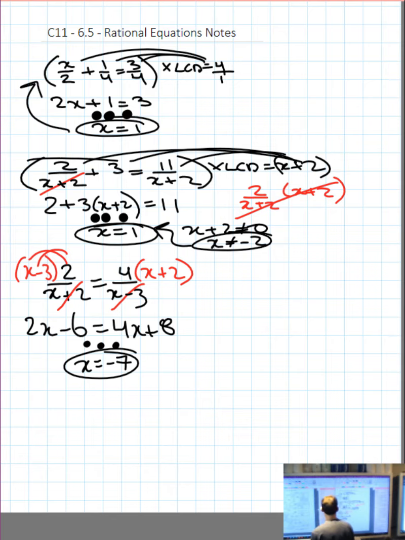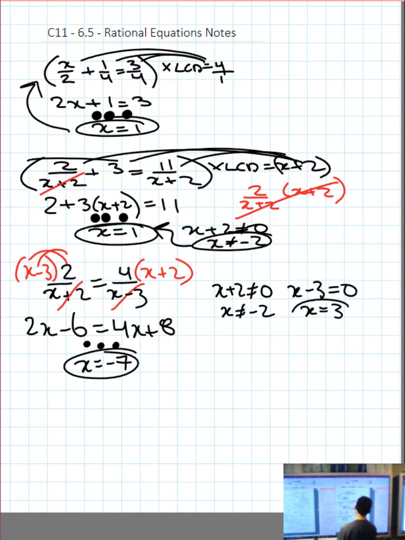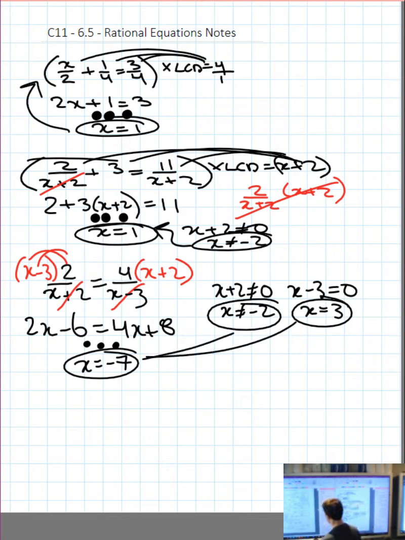Circle your answer, state your restrictions. X plus 2 can't equal 0, and x minus 3 can't equal 0. Solve, x can't equal -2, and x can't equal 3. Cross-reference your answers to your restrictions and make sure they're okay. Put your answer back into the question and make sure it works. We forgot to do that on the last one. Whichever.